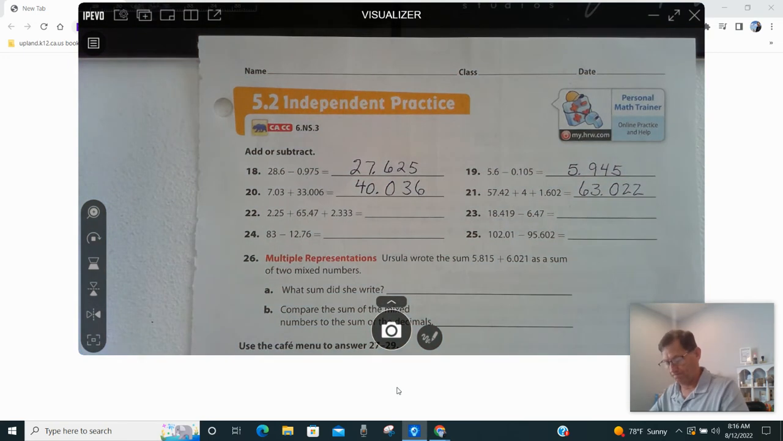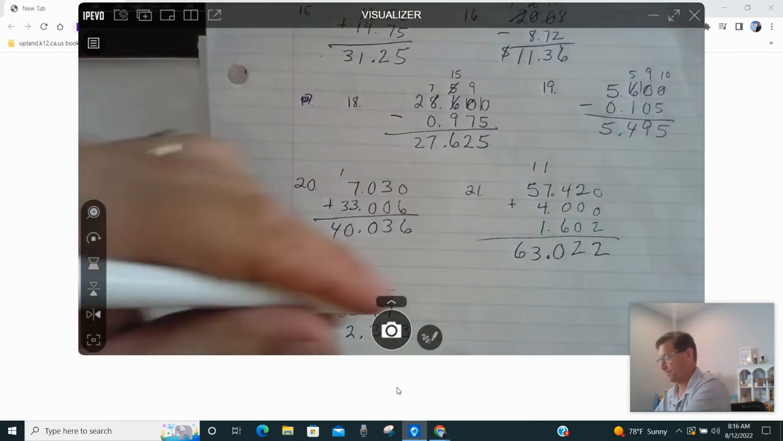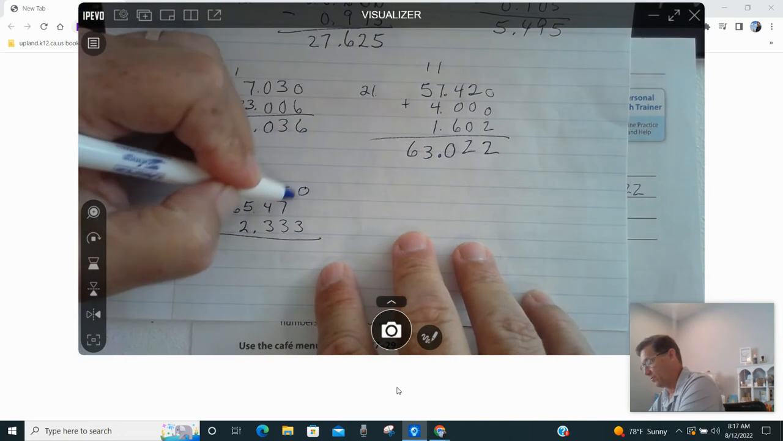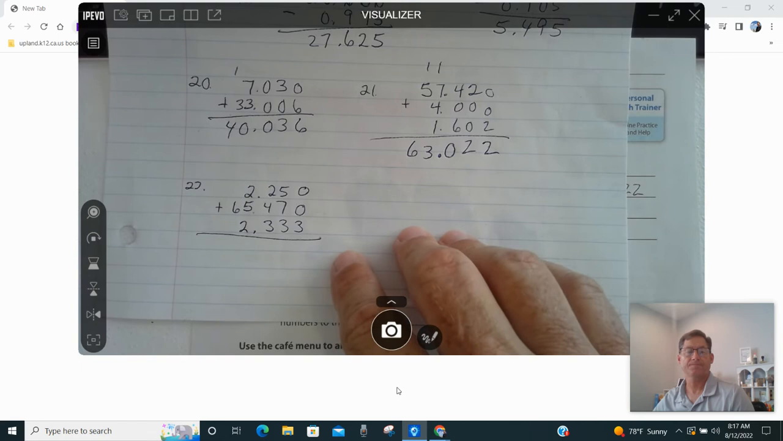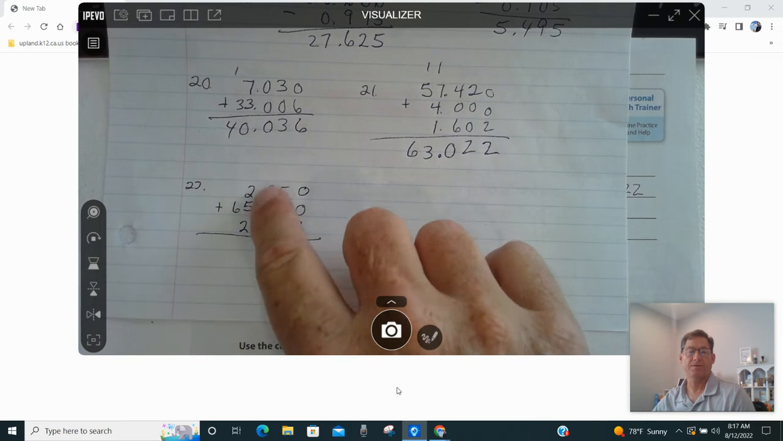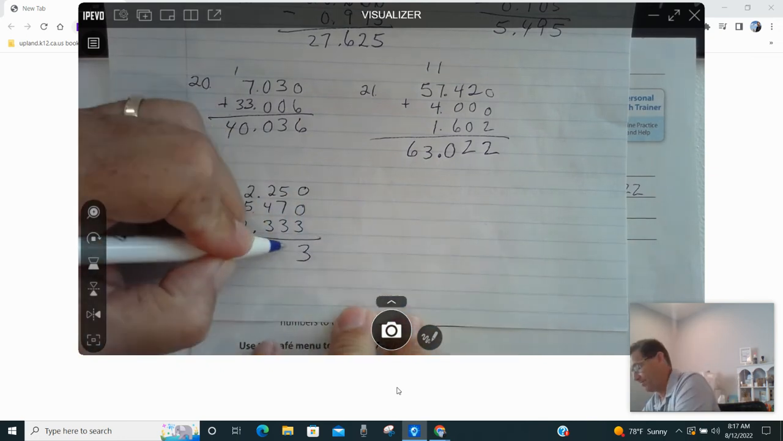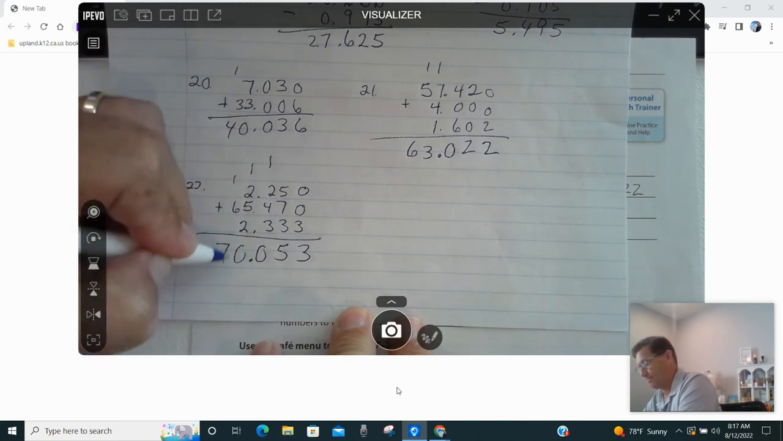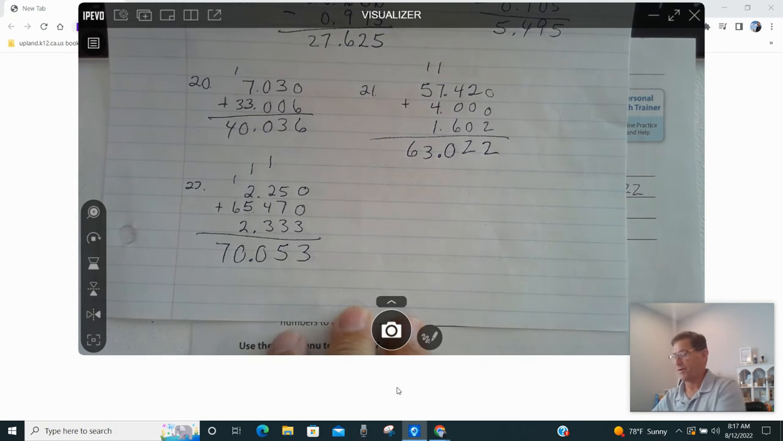Okay, 22 also has 3 values to add. Make sure you line up the decimals. Okay, so when we line these up, we can put placeholder zeros in the first 2 numbers. So we have the decimal point here. Our place values line up. Okay, so go ahead and add. So 70 and 53 thousandths.